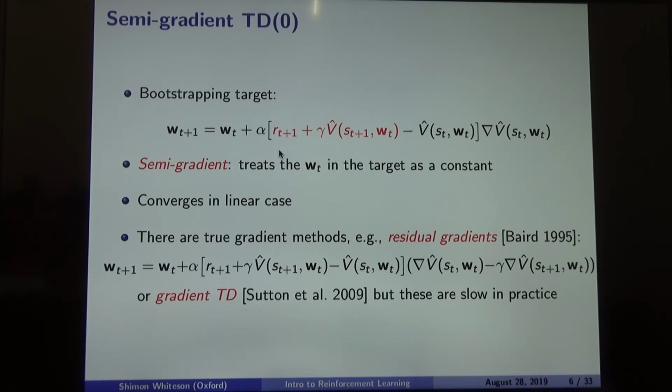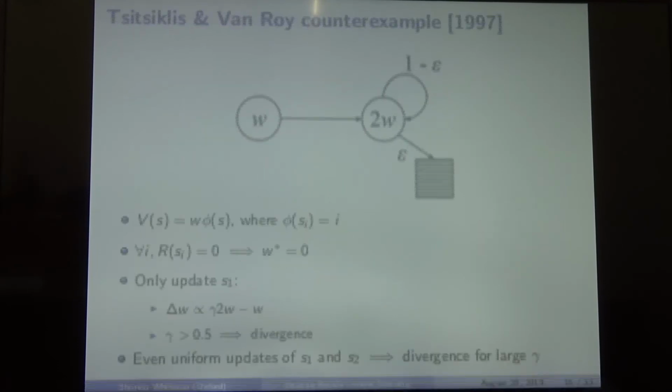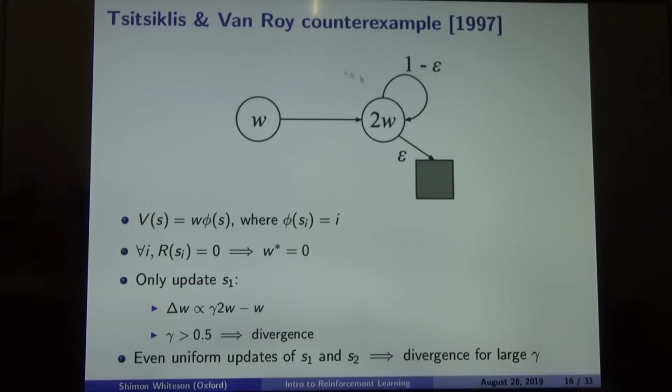our error term is going to be based on this target, which is the reward plus the discounted value of the next state minus our current estimate of the current state. So back to our example, we're updating only from this state, and the reward will be 0. The discounted value of the next state will be gamma times 2w, and our current estimate of the value of the current state will be w. So this is what our TD error will look like, and our change to w will be proportional to that TD error.